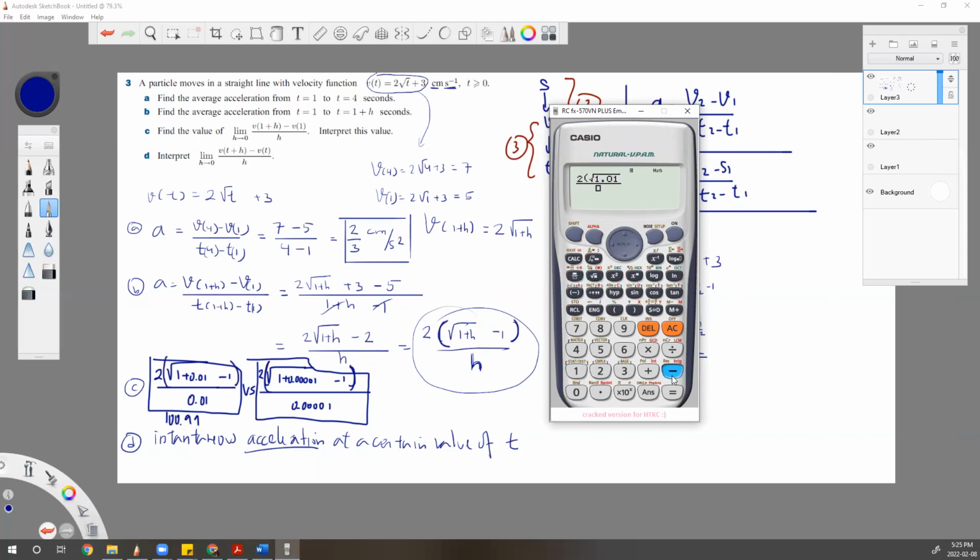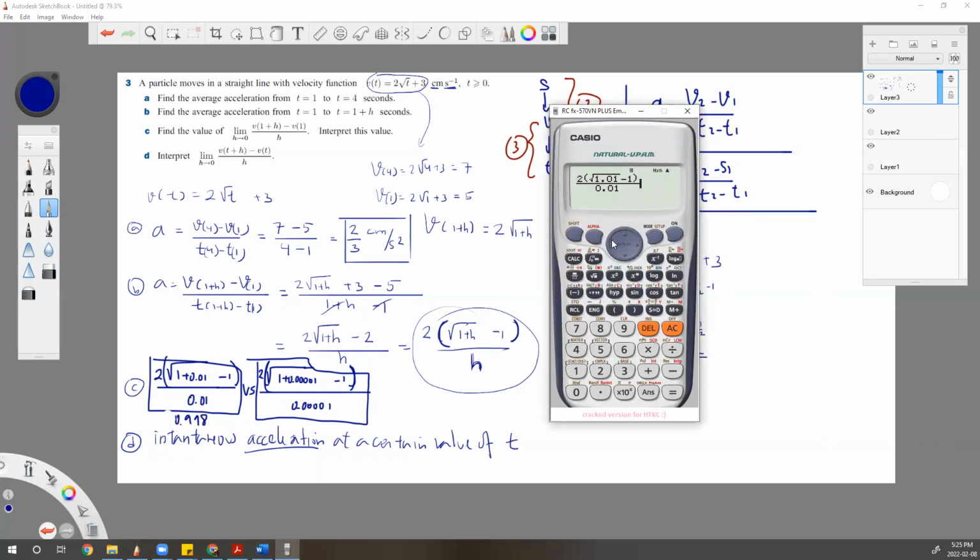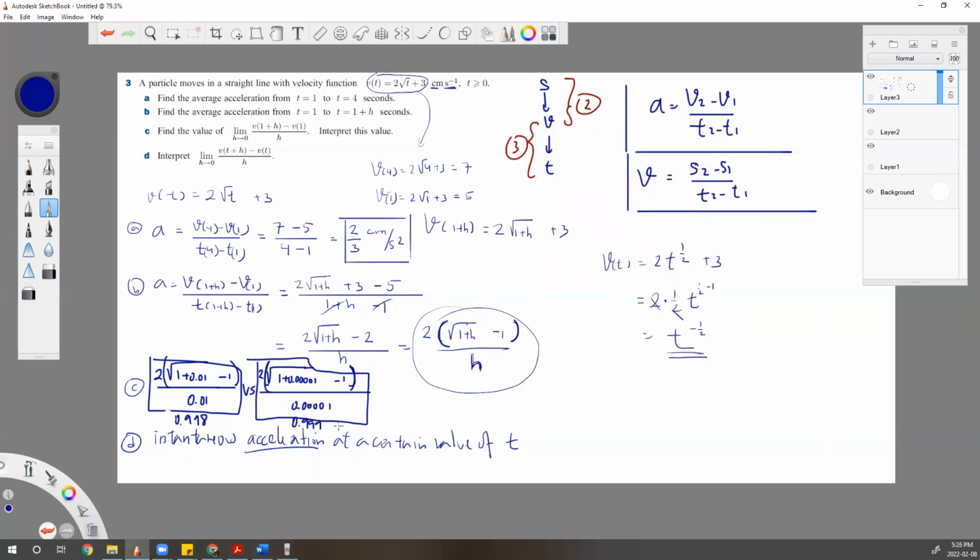1.01 subtract 1, close the bracket, over 0.01. The answer is 0.997. Okay, 0.998 for the rounding. And if I put another 0, for the next, it is 0.999. So it's near to 1, right? It is near to 1. So the answer is 1.